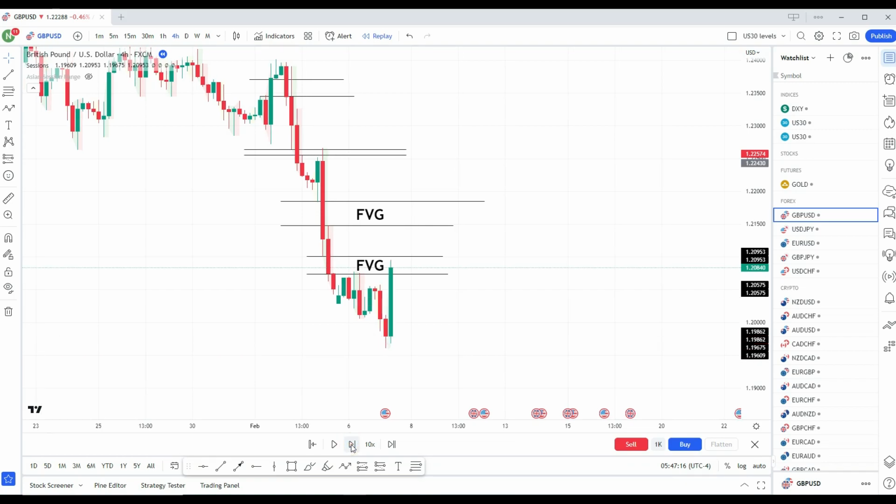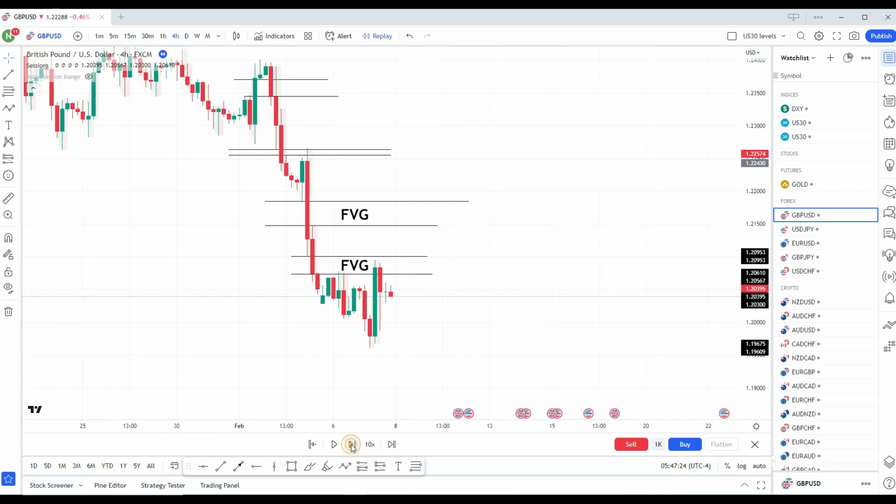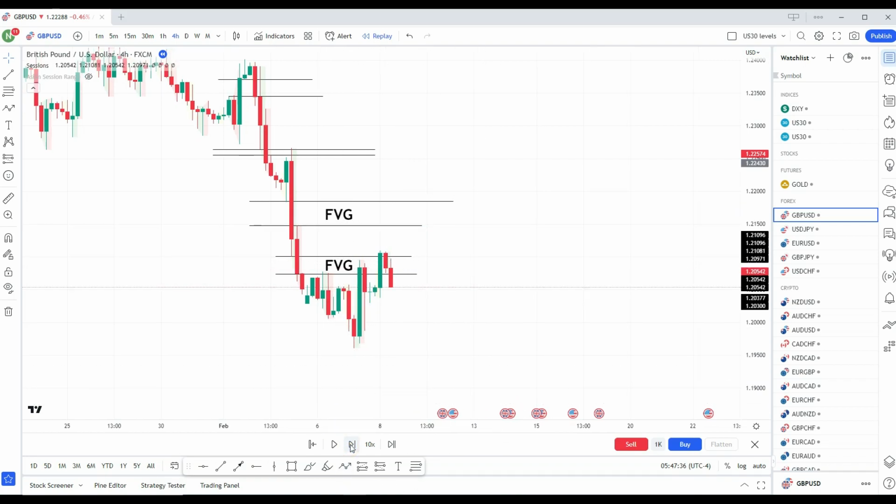First one is an attempt, and we count that as a mitigation. Good. So this one has been mitigated. This imbalance has been mitigated. We're remaining with one here. Let's see if it will be filled.